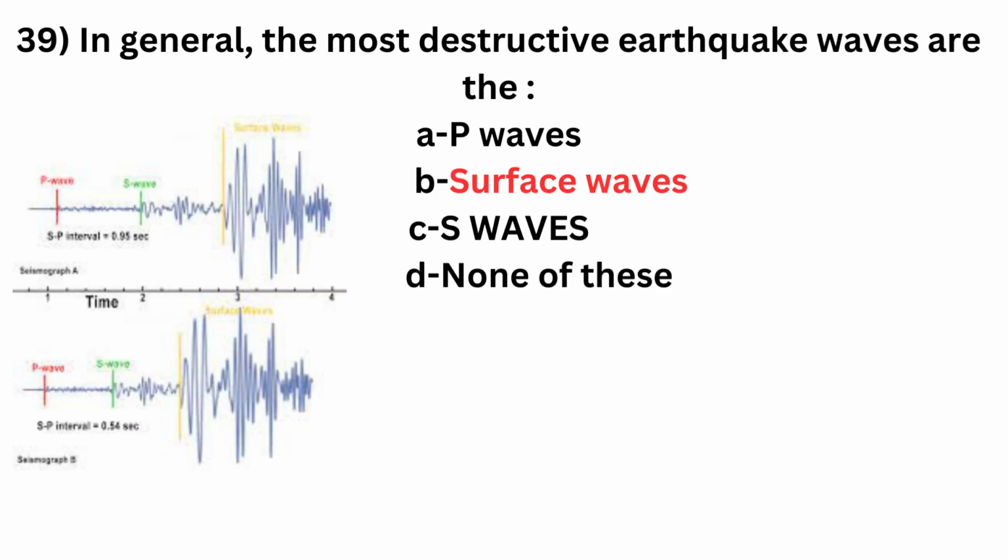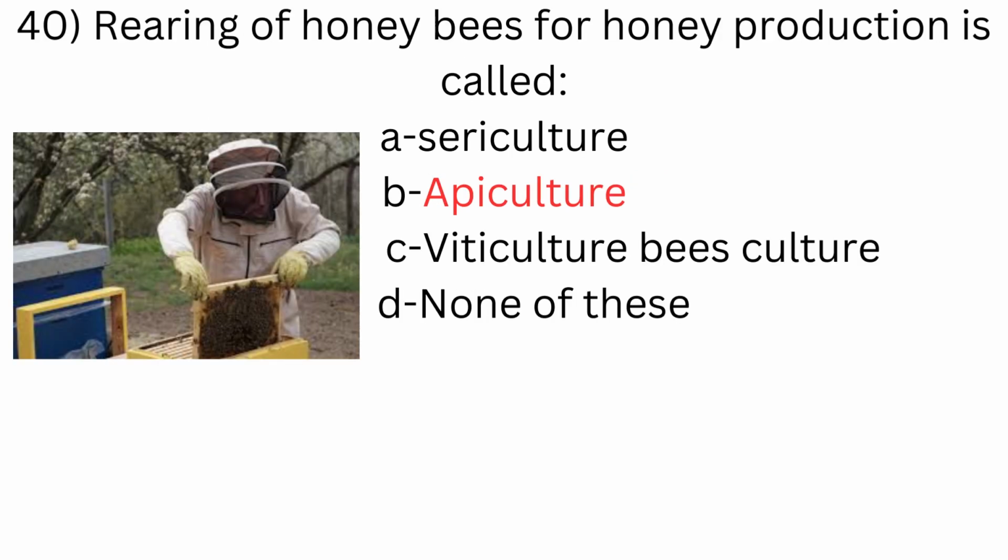Next one is, in general, the most destructive earthquake waves are the surface waves. So basically there are different types of waves, P wave, S wave, and many other waves, but surface waves are the most destructive ones. And rearing of honeybees for honey production is called apiculture.